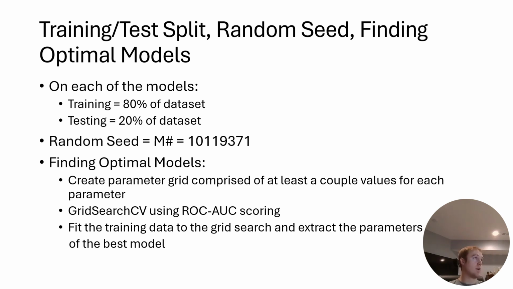I'm going to highlight the training test split, the random seed, and how I found my optimal models. On each of the models, I used 80% of the data set for training, and I used 20% for testing. The random seed that I used for reproducible results was my M number, and that's 101,193,71. And to find the optimal models, I created a parameter grid comprised of at least a couple values for each of the parameters. I then used a grid search CV using ROC-AUC, and then I fit the training data to the grid search and extracted the parameters of the best model.